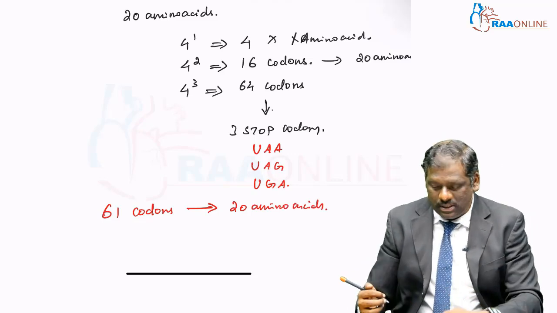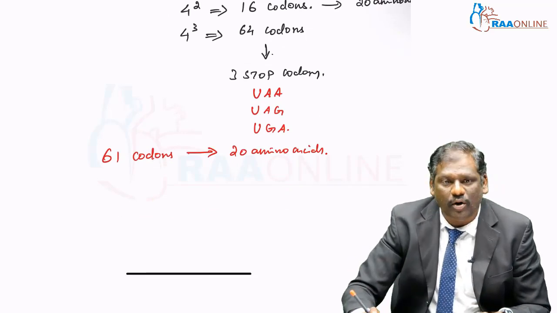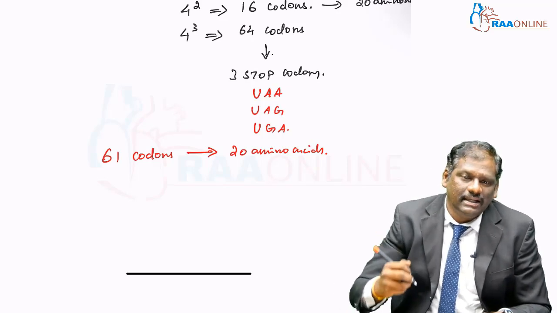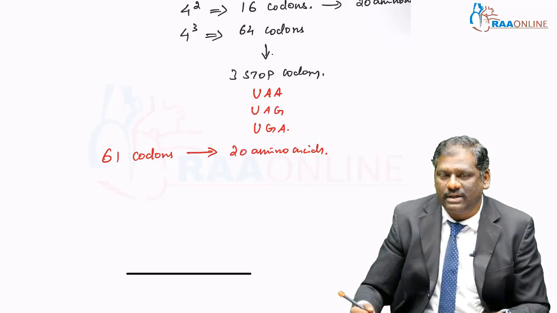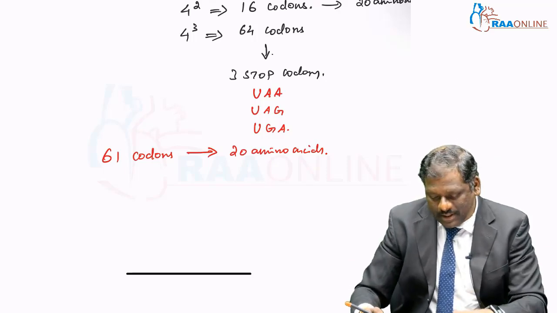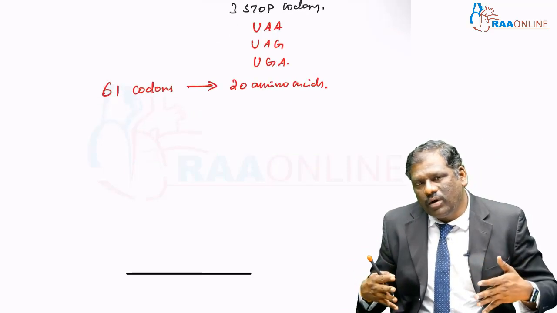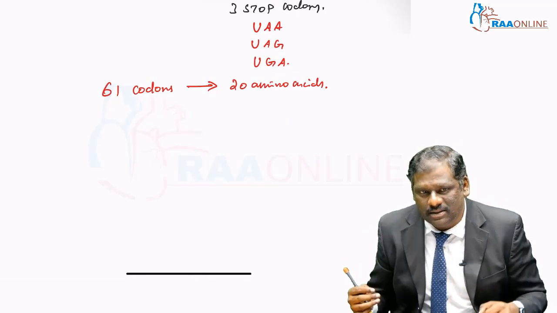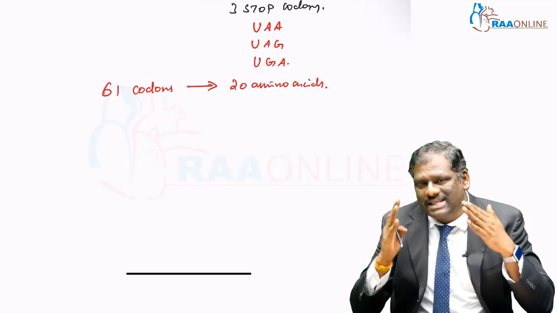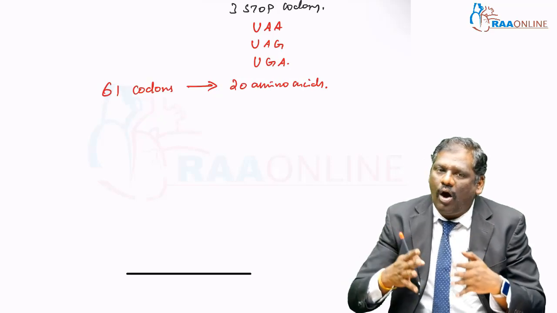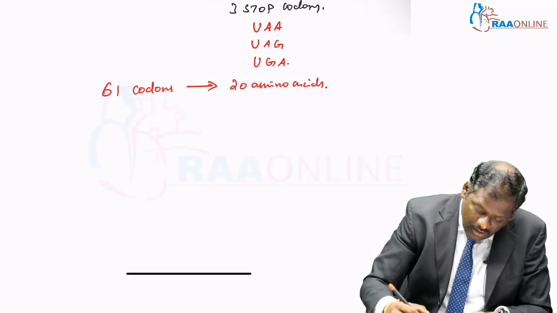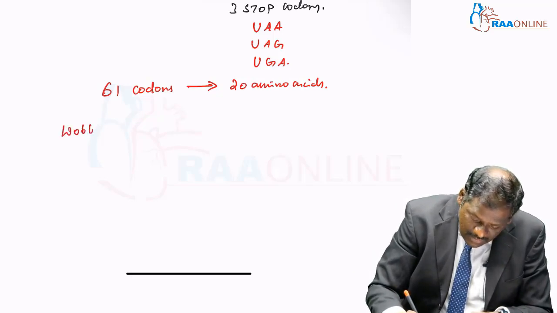So the number of codons is much higher when compared to the number of amino acids. This property is called degeneracy of codons or degeneracy of your genetic code. So how is this accomplished? It means there is more than one codon which codes for the same amino acid. Please know the words. There is more than one codon which can code for the same amino acid. This can be accomplished by a special hypothesis called the wobble hypothesis.